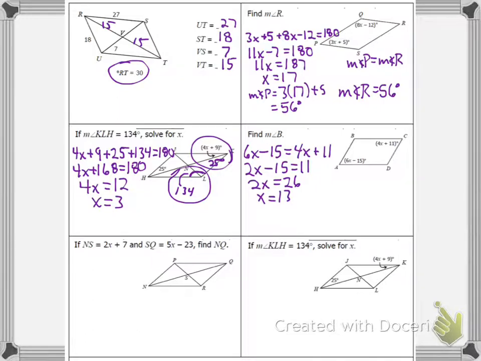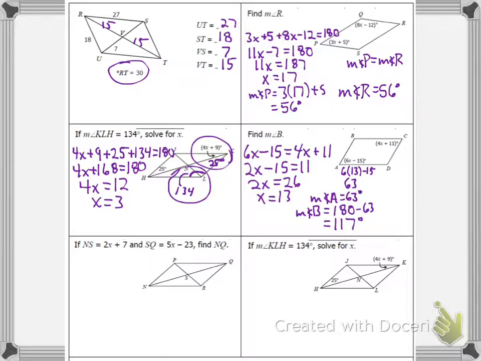Now I'm going to put 13 in for x here. So that's for angle A. So we are going to go 6 times 13 minus 15 gives us 63. So if the measure of angle A is 63 degrees, the measure of angle B is going to be 180 minus 63, and that comes out to be 117 degrees, which would also be the measure of angle D.